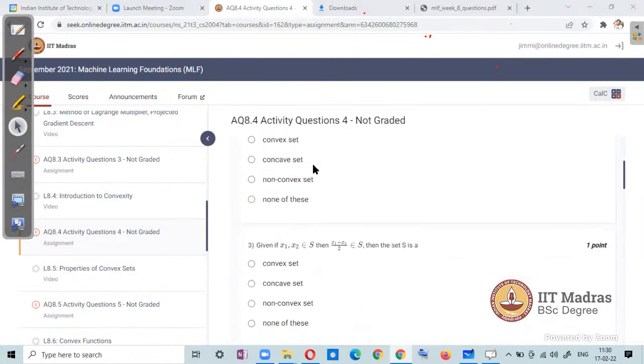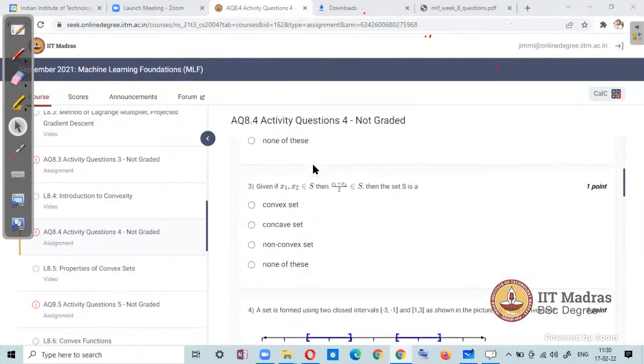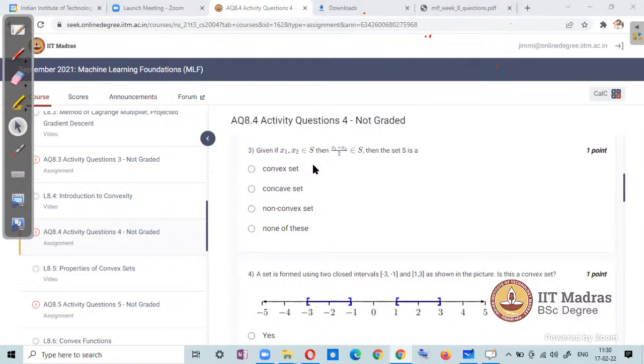Okay, let's move to the third question. Given that if x1, x2 belong to S, then (x1 plus x2) by 2 belongs to S. If this is the condition, tell whether the set will be convex. Yeah, I would say there are some cases where it won't satisfy the equation, because this is actually the definition of a midpoint convex set.